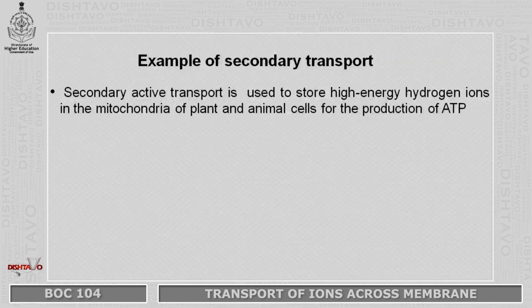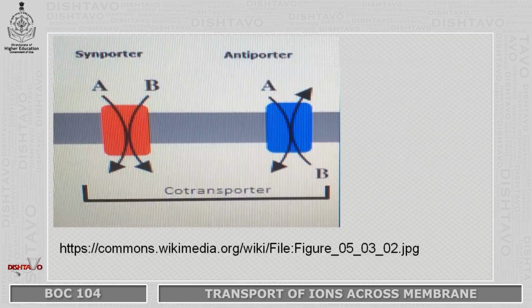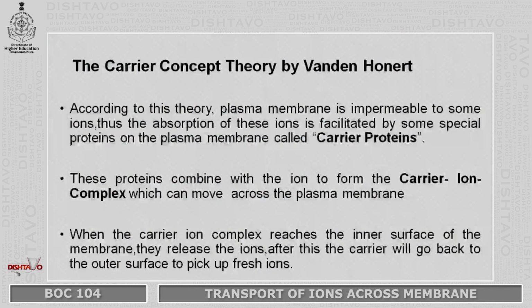This is an example of secondary transport that is used to store high energy hydrogen ions in the mitochondria of plant cells and animal cells for the production of ATP. Now there are types of secondary active transport. Here we'll see two types. One is symport, where the molecules move in the same direction across the transport membrane, and the other one is antiport, when the molecules are traveling in the opposite direction to each other. Here you can see it represented by a diagram. Symporter moving in the same direction, antiporter in the opposite direction.